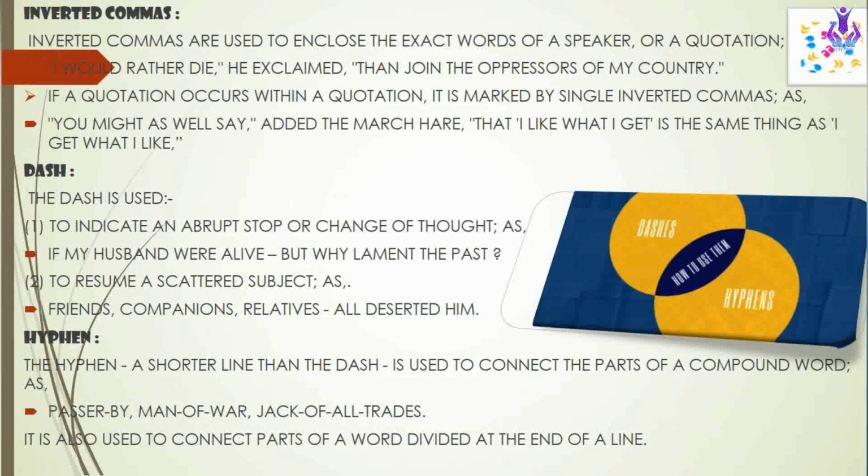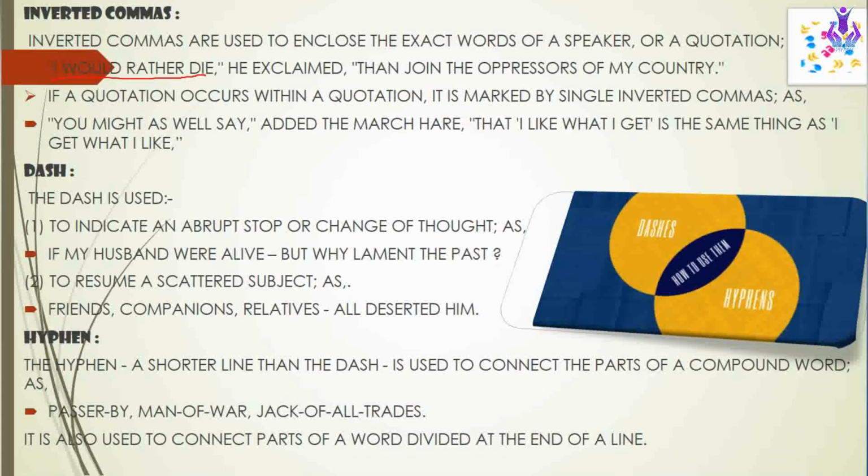These are quite simple ones, like we all know how to use them. Inverted commas are used to enclose the exact words of a speaker or a quotation. When we quote someone's direct words, we put inverted commas. For example, "I would rather die," he exclaimed, "than join the oppressors of my country." These are someone's exact words, so we have to quote them in inverted commas.